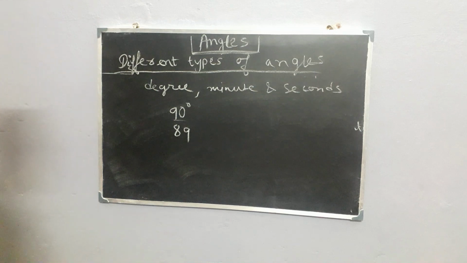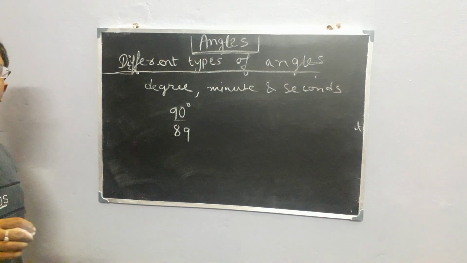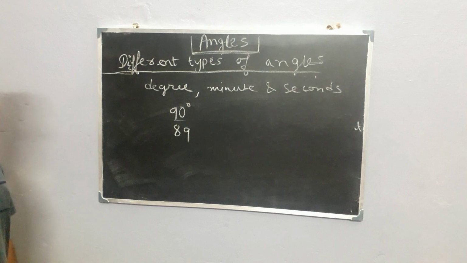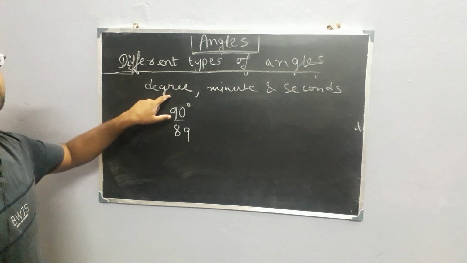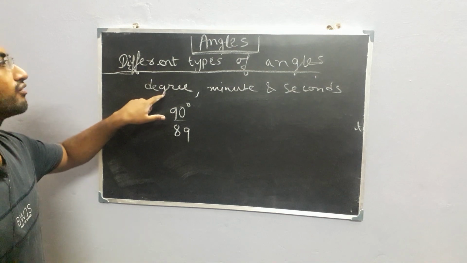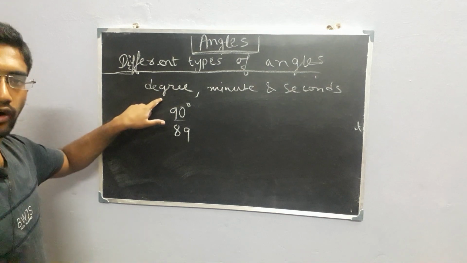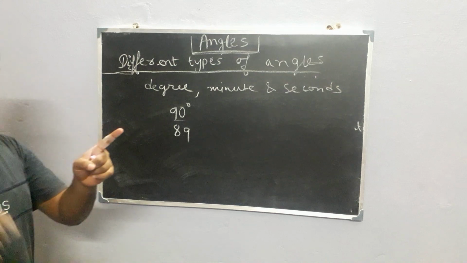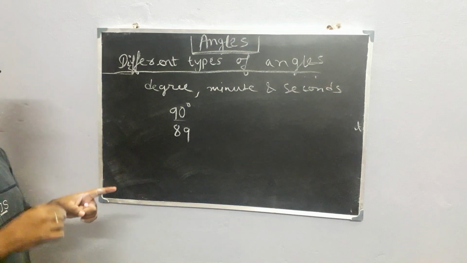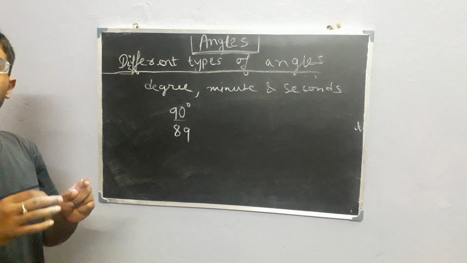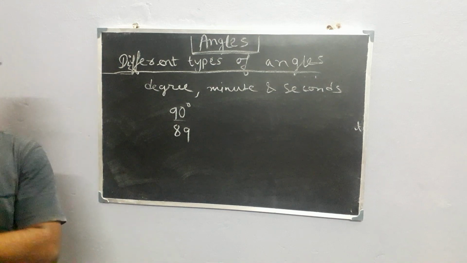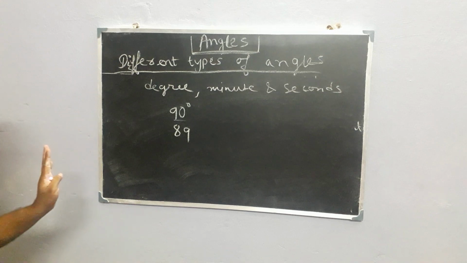So basically you know the relation between hour, minutes and seconds. Hour, minute and seconds. In this case, instead of hour we are writing degree. That's it. There is nothing new in this. Since 1 hour equals 60 minutes, instead of 1 hour you will consider 1 degree equals 60 minutes. If you know the conversion between hour, minute and seconds, that's it. There is nothing more in this.